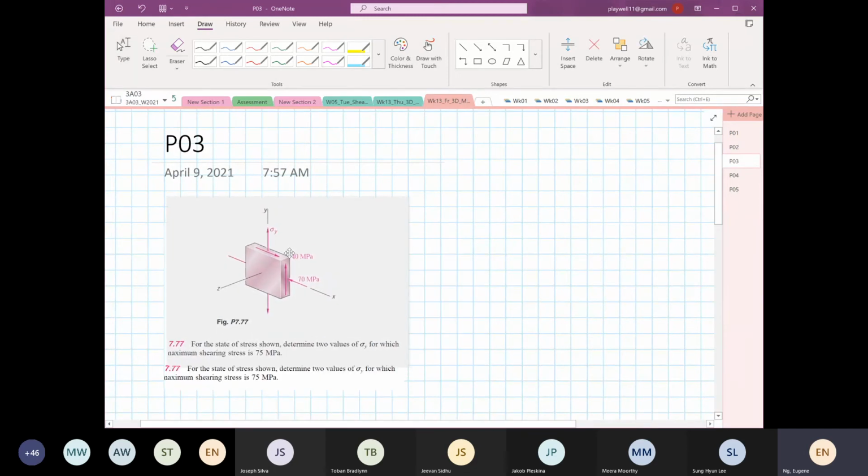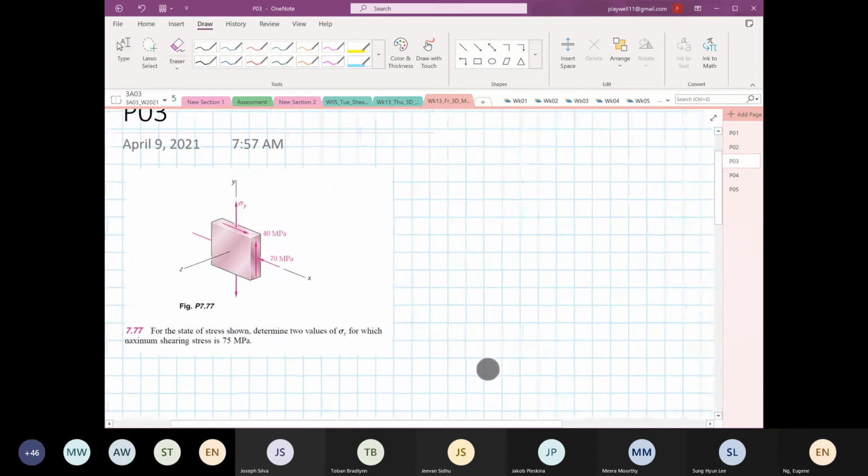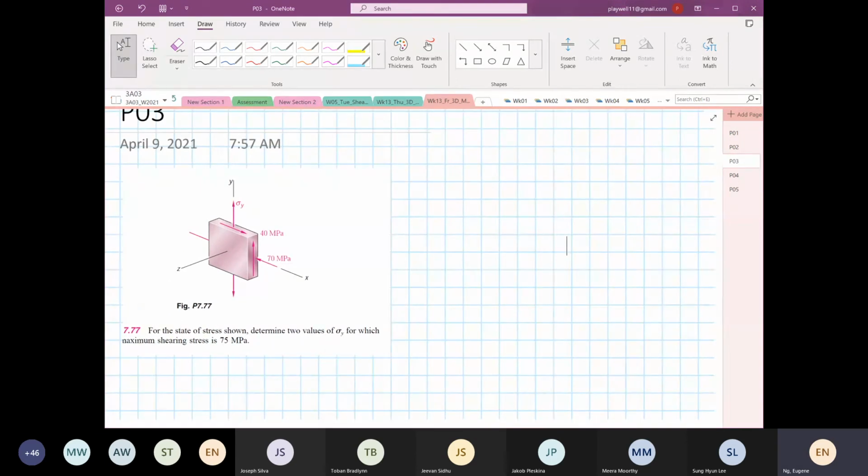So let's just apply Mohr circle, and when we apply Mohr circle, everything comes to light. So now we are going to look at this. I'm going to label this my point X, this is my point Y, and over here is my point Z.